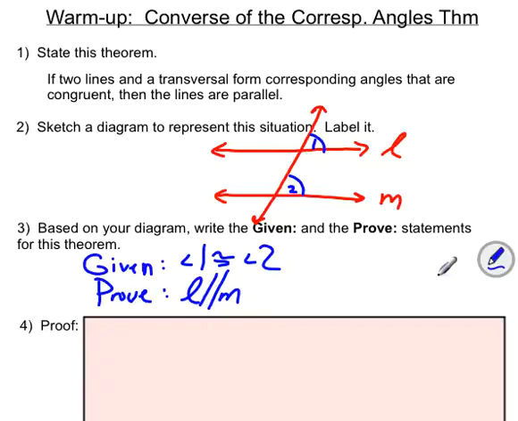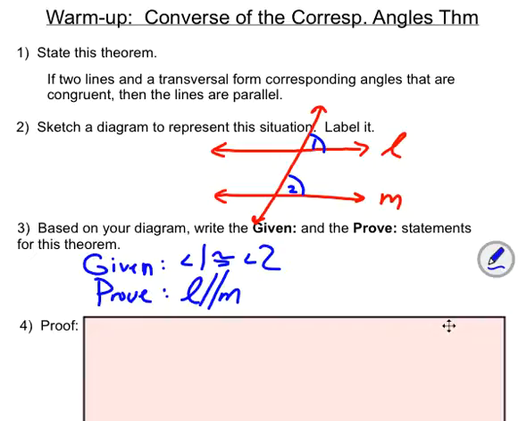Angles 1 and 2 are a set of corresponding angles. So what we would be given is that angle 1 is congruent to angle 2, and what we would try to prove is that L is parallel to M. The idea is that in trying to prove a theorem, we're always given the hypothesis of the statement. Here we have a picture, and we're given that the corresponding angles are congruent. What we're trying to prove is the conclusion of that statement, that those two lines are parallel.